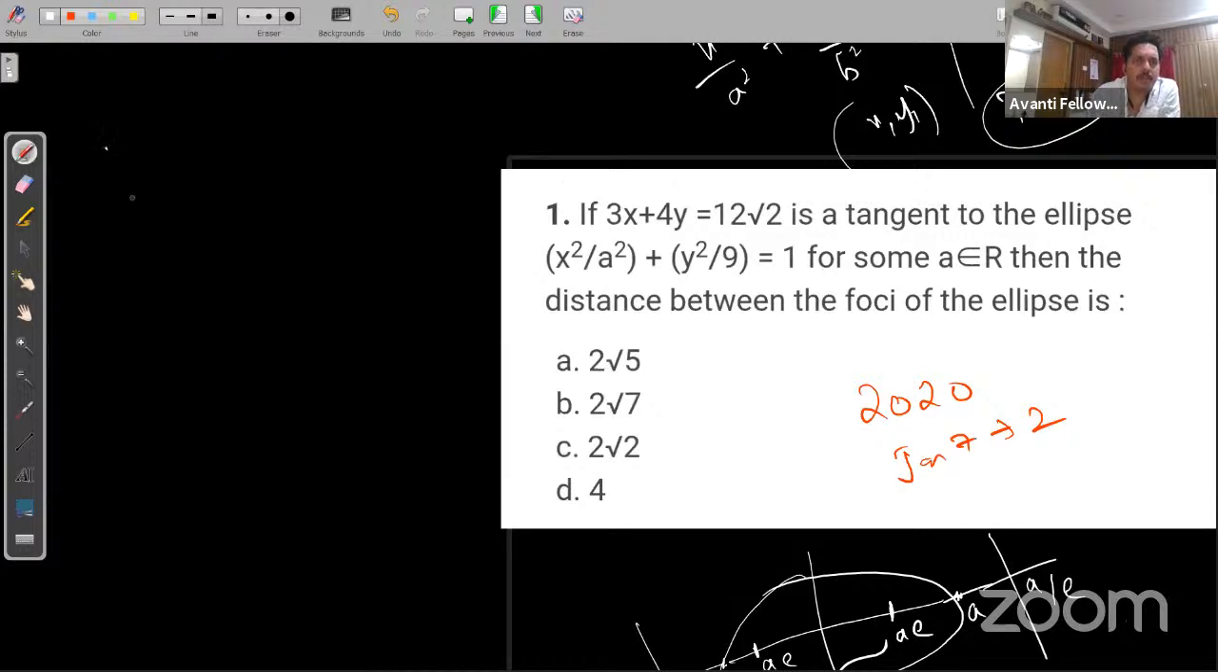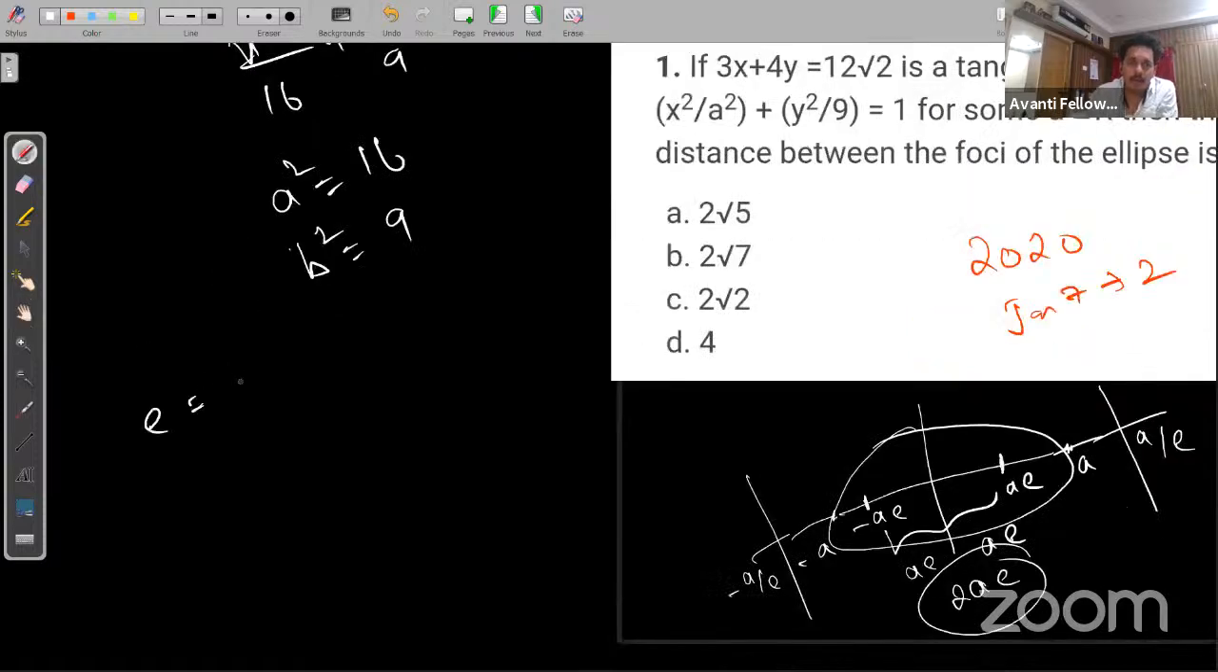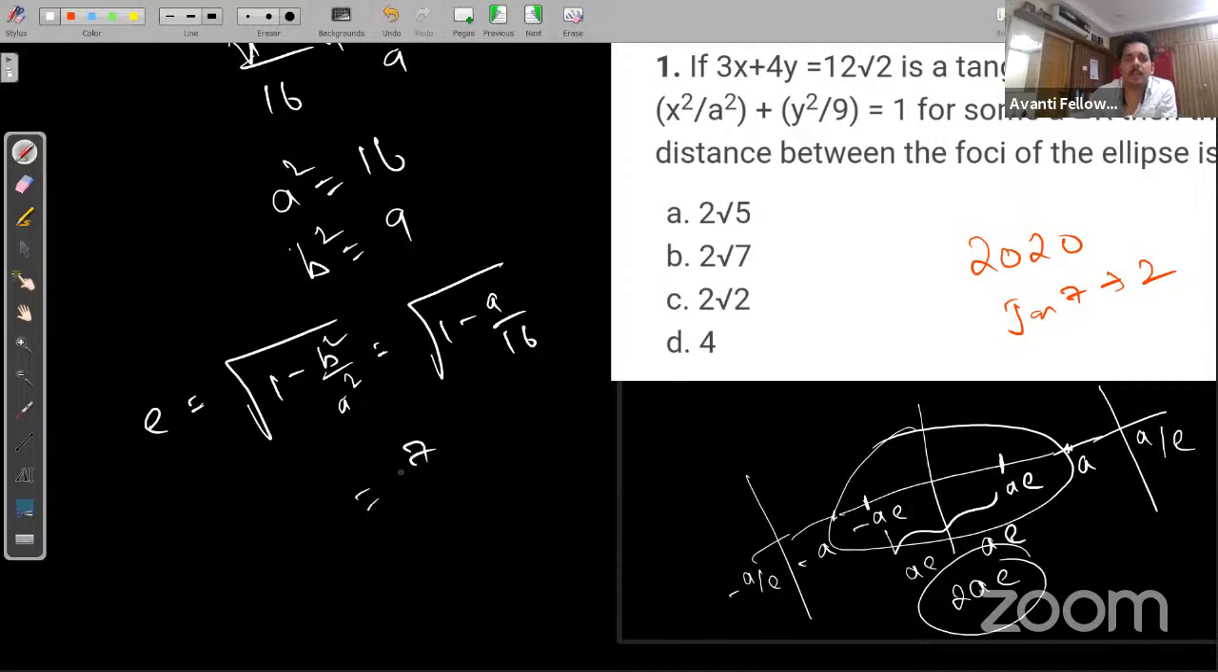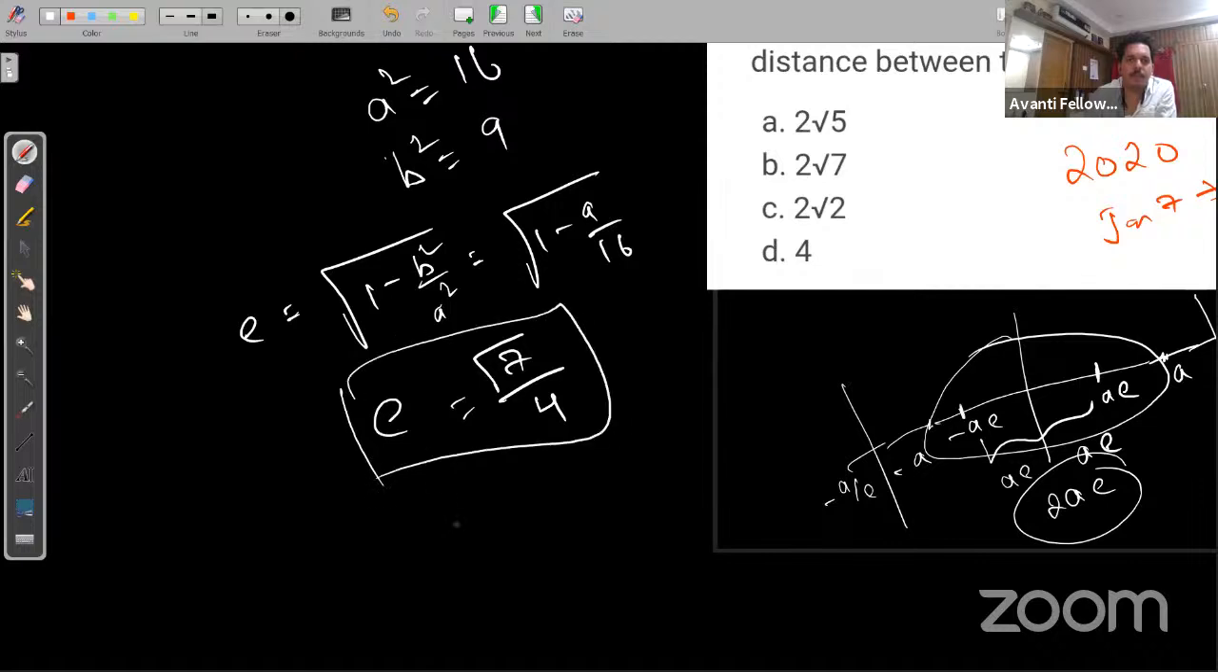So what is our equation of ellipse? x square by 16 plus y square by 9 is equal to 1. So a square is equal to 16 we got, and b square is equal to 9 we got. And what is the formula for eccentricity, guys? Come on. Eccentricity of ellipse e is equal to root over 1 minus b square by a square. So it will be root over 1 minus 9 by 16, which is root 7 by 4. Now we got e as root 7 by 4 and a square as 16.